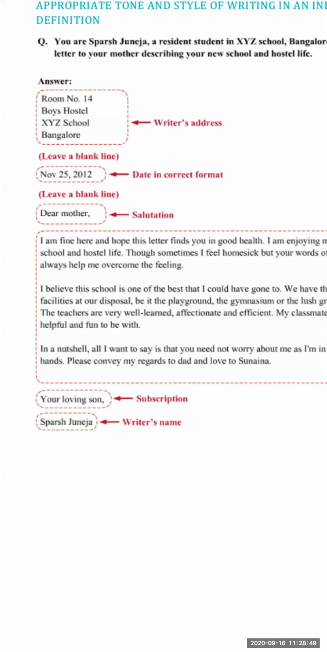Okay, so see, informal letters contain informal language, almost like spoken language. Here we cannot use official language. Here we need to use familiar language. So this is the format.